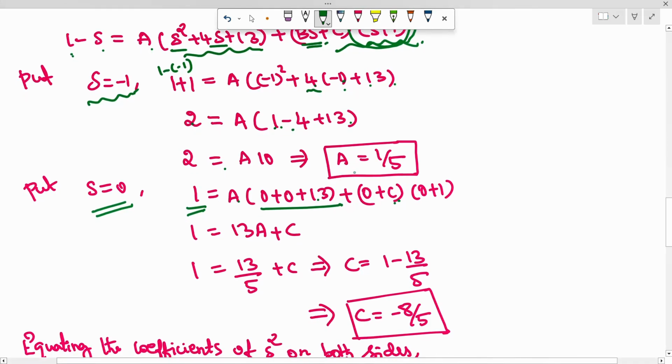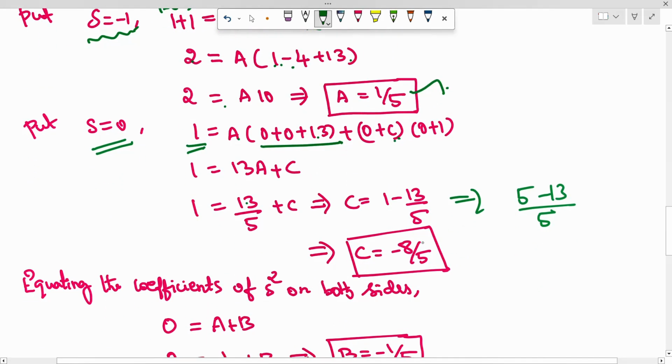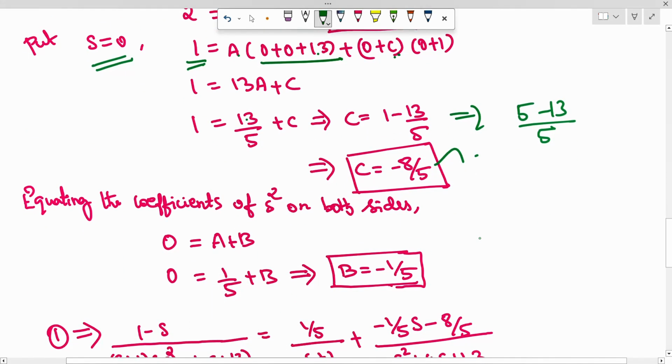Okay, now we have calculated the value of A. Substitute here, 1 is equal to 13 into 1 by 5, that is 13 by 5, plus C. Therefore C is equal to 1 minus 13 by 5. The 13 by 5 goes to the left hand side, it will be 1 minus 13 by 5. Therefore C is equal to, taking cross multiplication, 5 minus 13 by 5. 5 minus 13 is minus 8. C is equal to minus 8 by 5. Okay. Now we calculated A and C values.